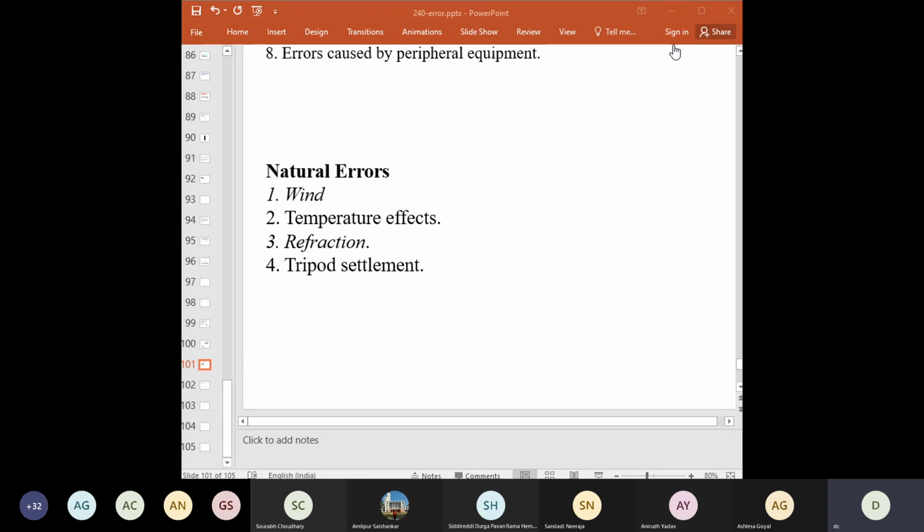Any doubts anyone has? We can discuss now. So the errors that we discussed for total station are really of the same categories, but they have much more influence on the errors coming up in the observed readings or data collected, and they can be adjusted accordingly, isn't it?